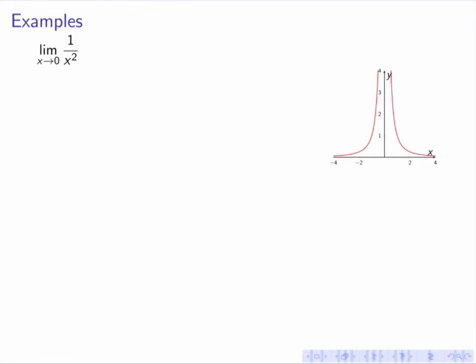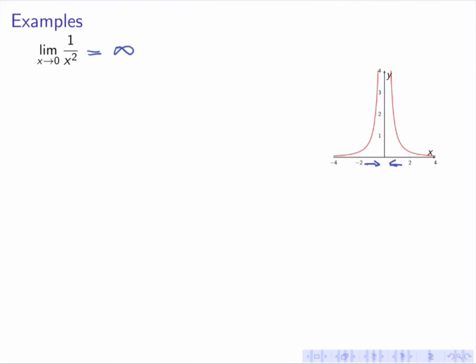Here's one example, limit x to 0 of 1 divided by x squared. And here on the right, I show you how the function looks. There you can see if you approach 0 from the left or from the right, the function becomes unbounded. The function grows and grows and becomes infinity. So from the graph, we can already say this limit equals infinity.